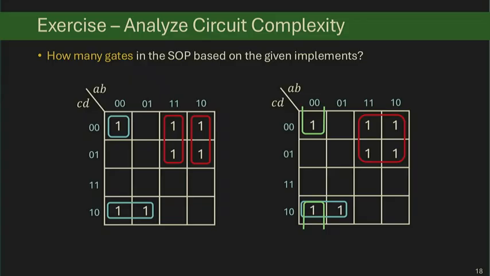Count the number of gates by thinking of these implicants as circuitry, a product implemented by an AND gate, and finally implemented with an OR gate in a 2-level sum of products. And then see how many gates we have and how many gate inputs we have.